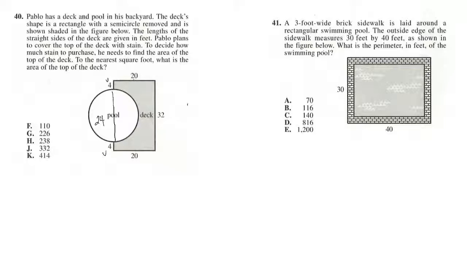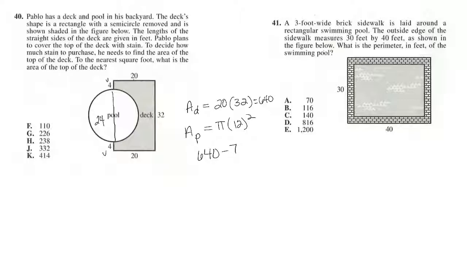So if we did the area of the deck and pretended that whole side was there, we would have 20 times 32, which is going to give you 640. And then the area of the pool, remember that's going to be pi r squared, so that's going to be 12 squared, the radius being half of the diameter. And then to see the difference in the two, type in your calculators. You're going to have 640 minus, that looks like it's going to end up being 70.